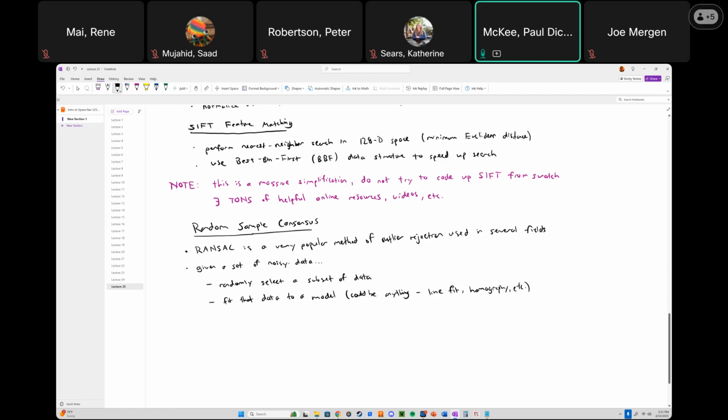You fit the data to a model. Then you see how many other points, quote unquote, agree with that fit. And those would be inliers. And how many other points disagree with that fit? Those would be called outliers.